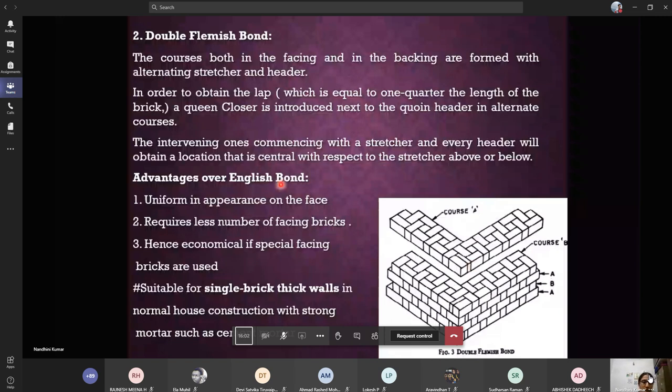Advantages of double Flemish bond are that it is uniform in appearance on both the faces. It requires less number of facing bricks. Hence, it is economical if special facing bricks are used. Also, one thing you need to concentrate on is that only professionally skilled laborers will be able to fix it in such a manner. They provide the bricks facing this way and that way. It should be equal. It is suitable for single brick thick walls, normally for house construction, with strong mortars such as cement mortars.